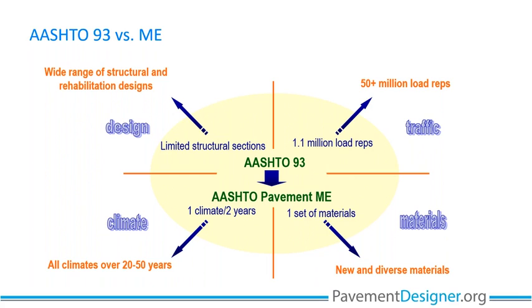Again, AASHTO 93 is wholly empirical based on that road test. AASHTOware Pavement ME is mechanistic empirical in that it's built on the mechanics of the materials to predict how the pavement is going to perform, and then it was calibrated to test sections all across the country. That's really a much more robust way of designing pavements.